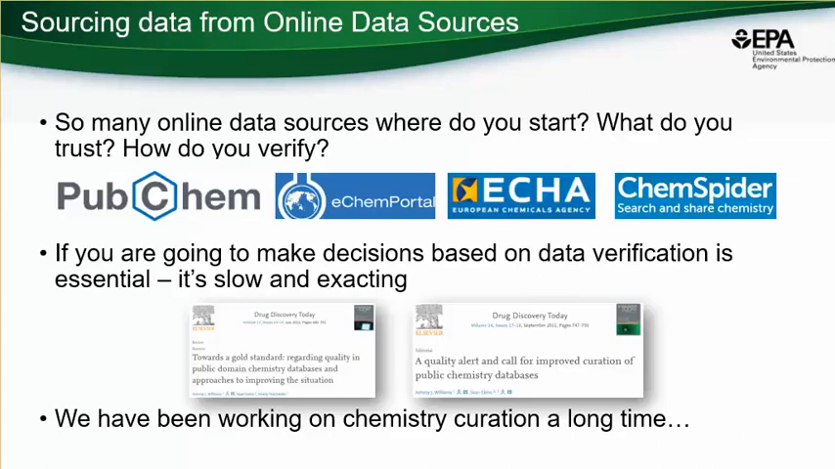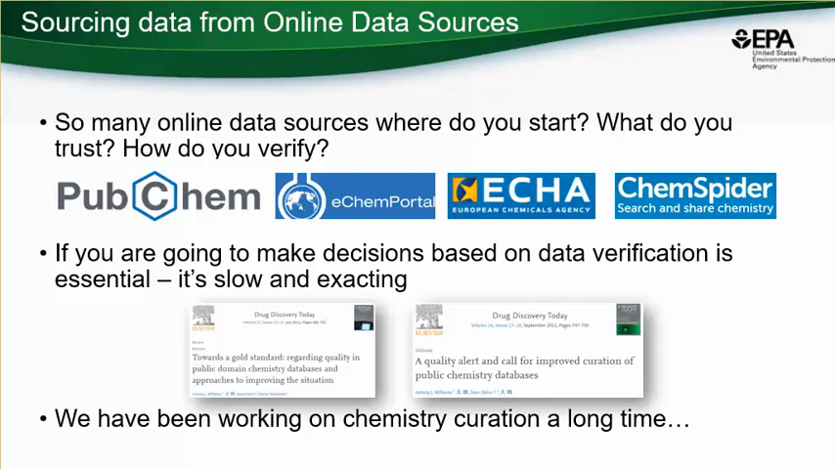So if you're sourcing data from online data sources, where do you start? I've shown a number of logos right here, PubChem, eChemPortal, ChemSpider, for example. But when you take data from these sources, what do you trust? How do you verify? If you're going to make decisions based on these data, you have to move through the process of trust but verify, and it can be slow and exacting.